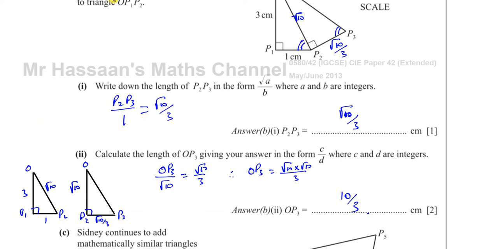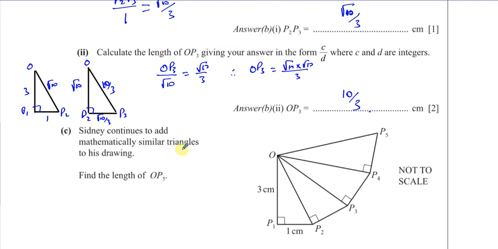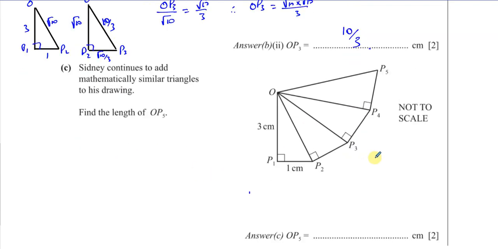So we used similarity to find what this length was. The hypotenuse of this triangle divided by the hypotenuse of its similar triangle is equal to this side divided by that side. We could even have said this divided by this is equal to that divided by that, same ratio. Okay, so now part C says Sydney continues to add mathematically similar triangles to his drawing. Find the length of OP5.